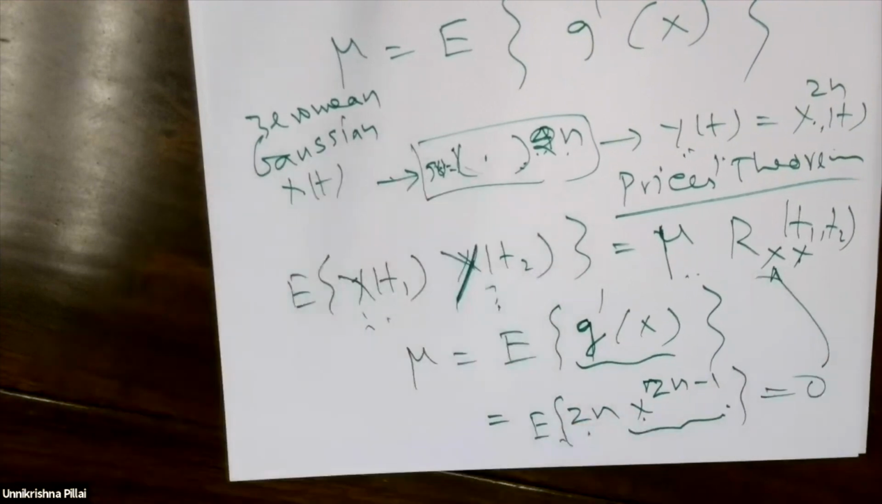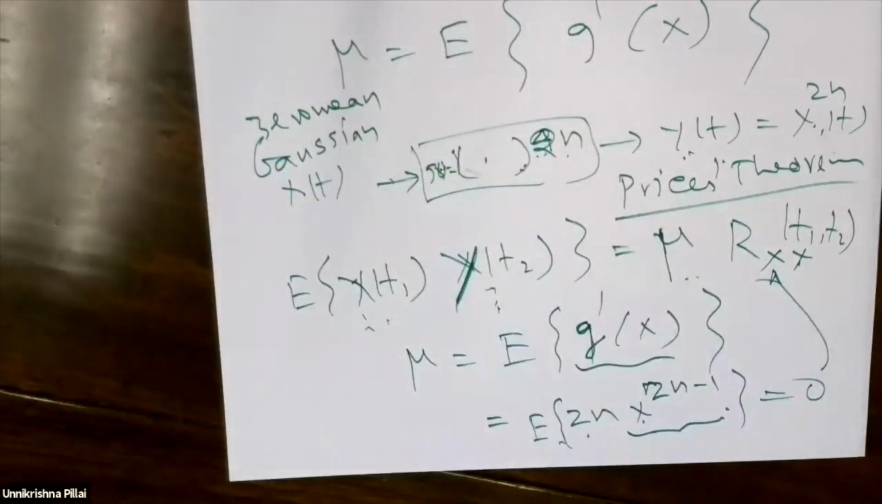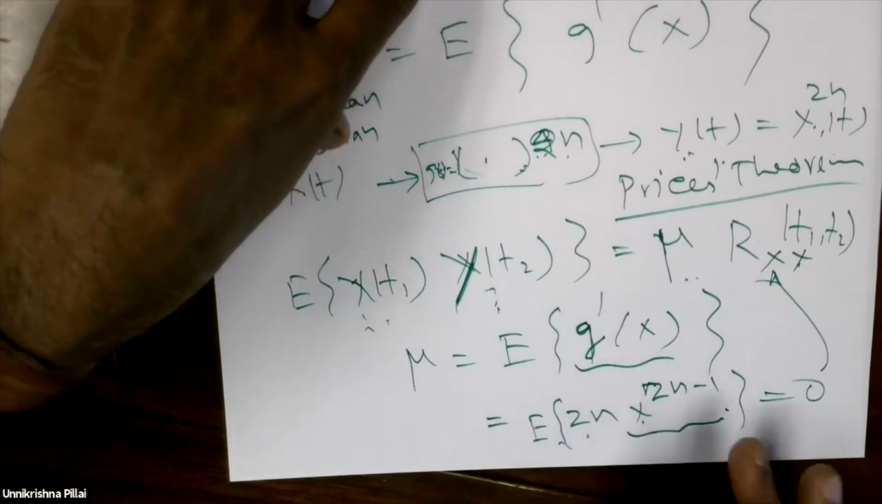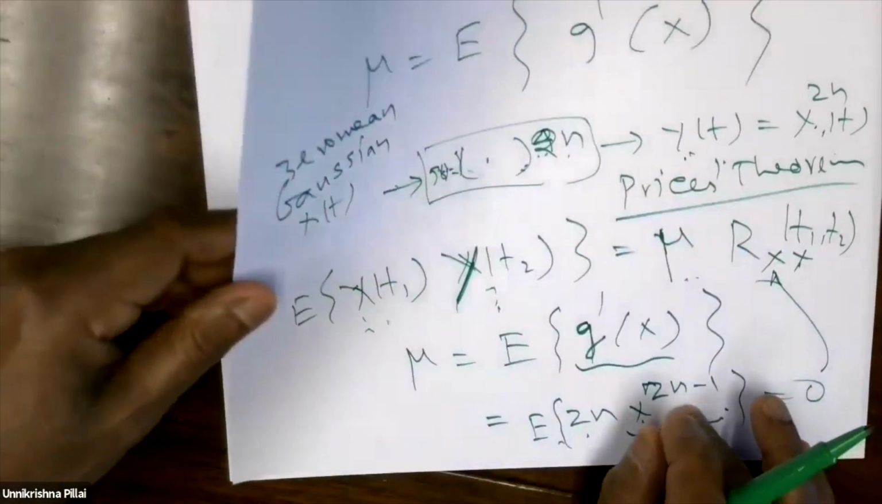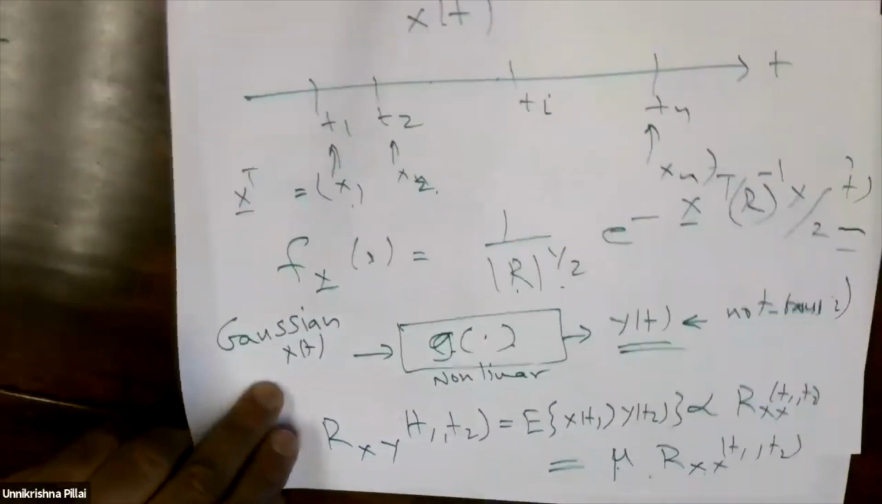So you have a new theorem. If x of t is zero mean, then if you have an even function here, the cross correlation is 0, etc. So you can deduce a lot of stuff. They are at least uncorrelated. Input and output are uncorrelated. But the main theorem is this.